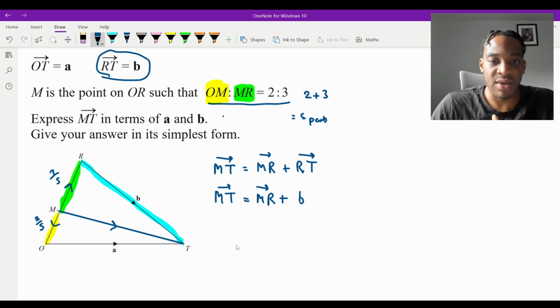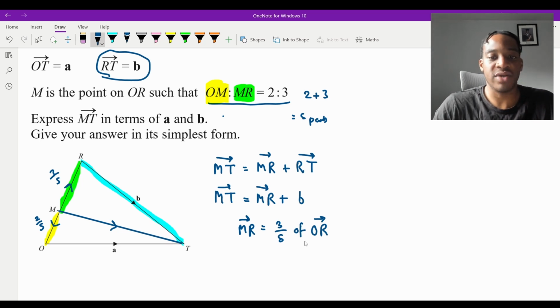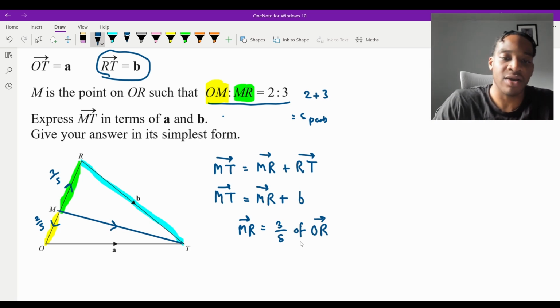Now, because we've got B, R to T, we need M to R. So our job is to figure out what M to R is. If I have a look at this diagram here, M to R is 3/5 of this entire line, O to R. So I'm going to write that out first: M to R is equal to 3/5 of O to R. So what I need to do now is work out what O to R is and then just do 3/5 of it, and that will give me M to R. Then we can put that into the final formula and that will be our answer.